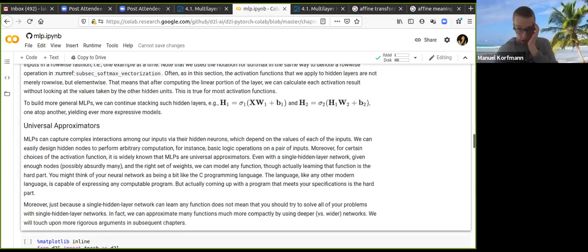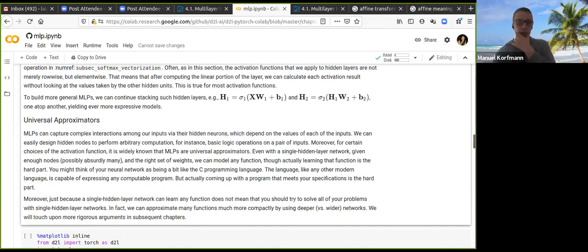You might think of your neural network as being a bit like the C programming language. The language, like any other modern language, is capable of expressing any computable program, but actually coming up with a program that meets your specifications is the hard part. Okay.